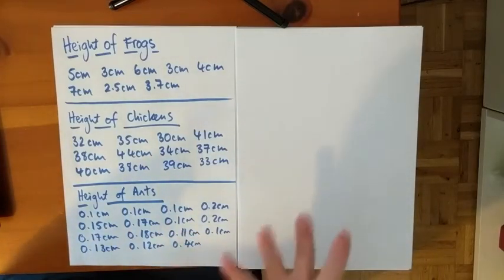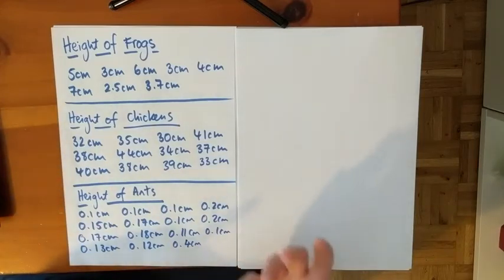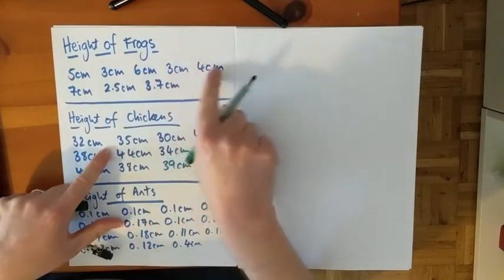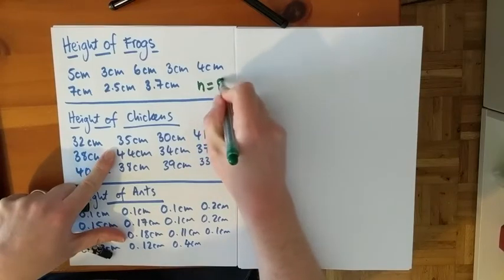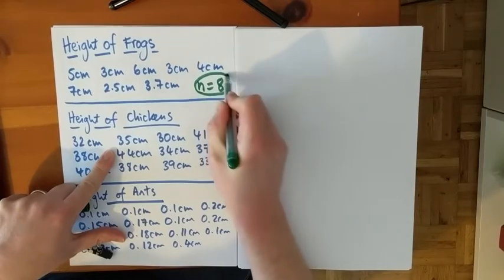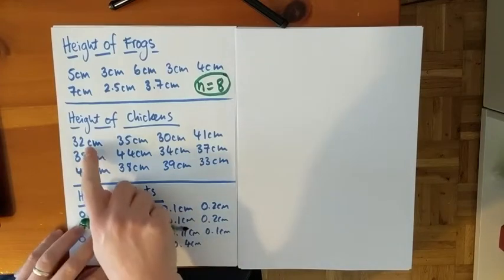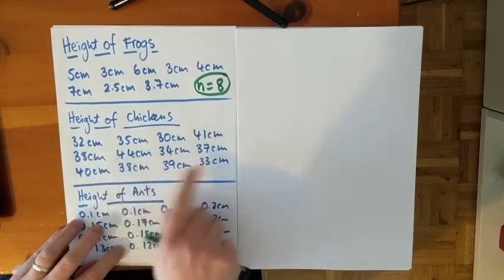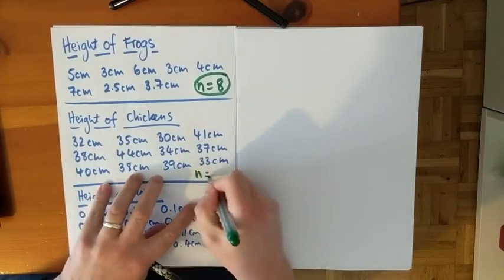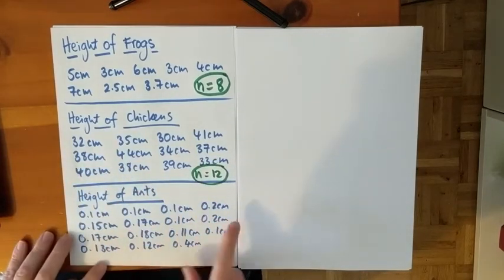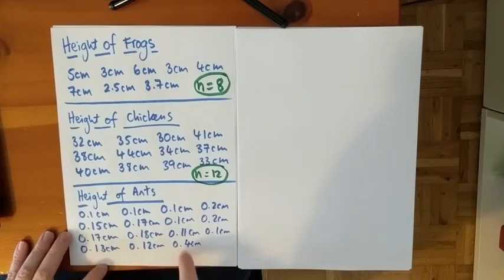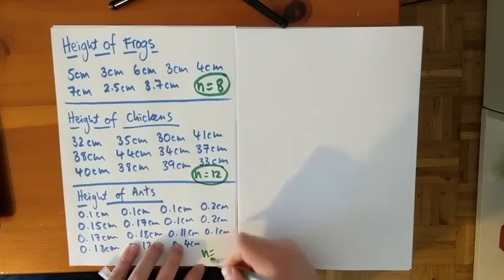And the main difference is between even numbers of things and odd numbers of things. And you treat them slightly differently. So the number of frogs: there are 1, 2, 3, 4, 5, 6, 7, 8 things. So n, which is always the number of things in a group in statistics, is 8. This one is chickens: 1, 2, 3, 4, 8, 12. So n is 12. And the ants, I think I've got 4, 8, 12, 13, 14, 15. So n is 15.